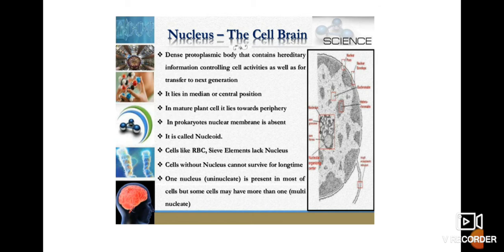Now in prokaryotes, which we will discuss in a later section, a nuclear membrane is usually absent and they possess an undefined nuclear region that is called the nucleoid. As far as the nucleus is concerned, it is deeply stained because it can absorb the stain we are using to observe the cell under the microscope.